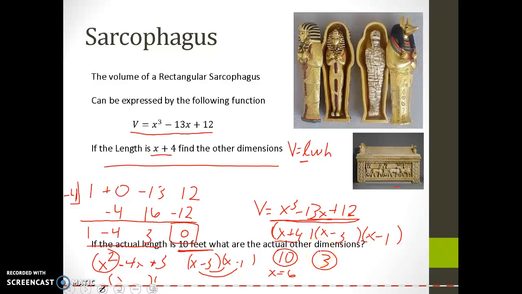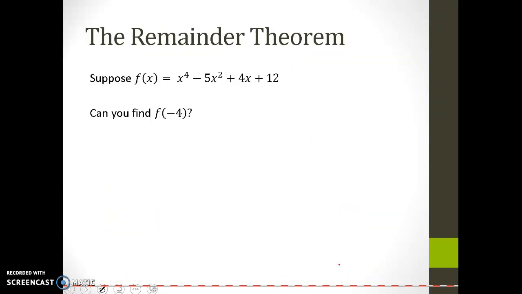And if x is 6, then 6 minus 1 is 5. So the other dimensions are 10 by 3 by 5. Let's move on and take a look at a different situation.